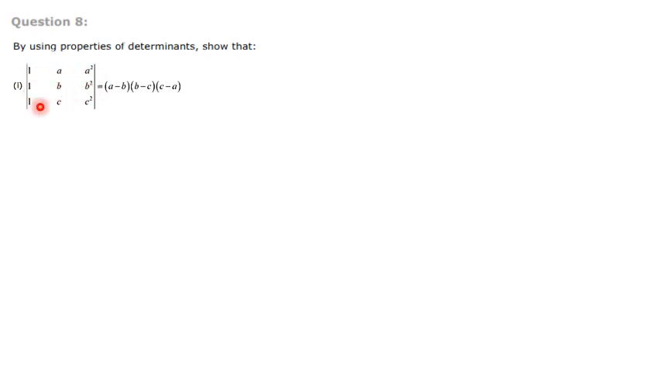Next, move on to question number 8. The question is, by using properties of determinants, show that the first part, determinant 1 a square, 1 b b square, 1 c c square, equal to a minus b into b minus c into c minus a.